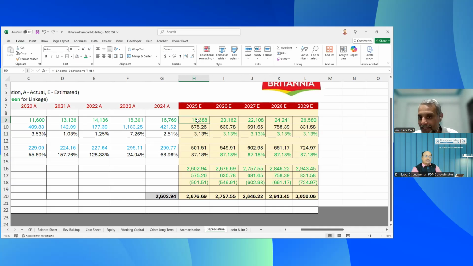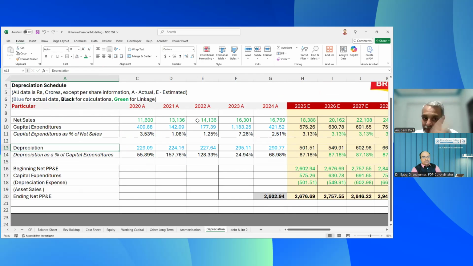We already know what the sales are in these years, which we have calculated in our income statement, right? So we use that value, multiply it with this 3.13% to get the capital expenditure in future years, right? So for this year, the sales in this year multiplied by the percentage of capital expenditure that we have forecasted for all these 5 years, right? So we arrive at 630.78, right? Similarly, for 5 years, we have calculated these capital expenditures.